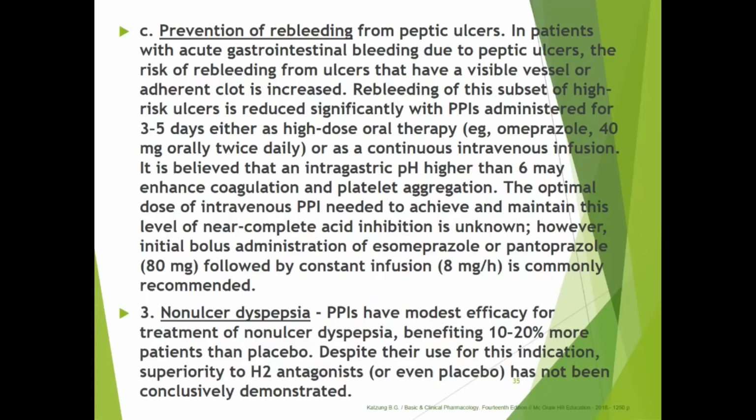Prevention of rebleeding from the peptic ulcer. In patients with acute gastrointestinal bleeding due to peptic ulcer, the risk of rebleeding is increased for ulcers that have visible vessels, adherent clot. Usually we prescribe very aggressive PPI treatment for these patients: omeprazole, lansoprazole, pantoprazole, rabeprazole. The optimal dose of intravenous PPI needed to achieve and maintain near complete acid inhibition is unknown. However, an initial bolus administration of esomeprazole or pantoprazole, 80 mg, followed by continuous infusion, is commonly recommended.